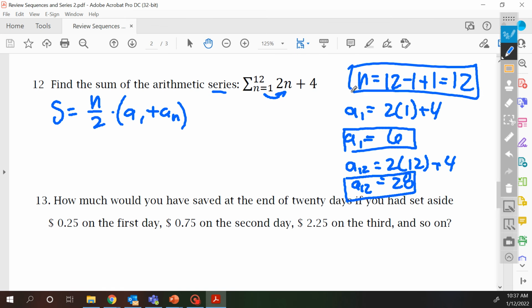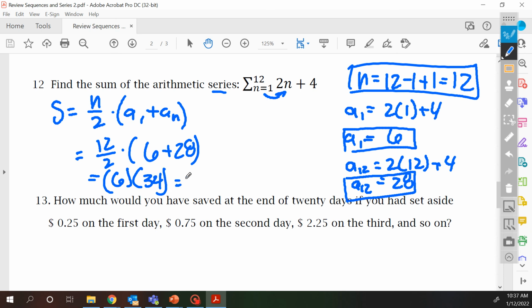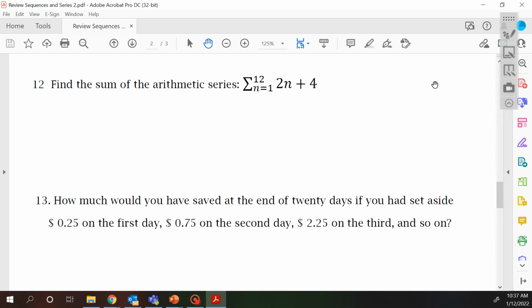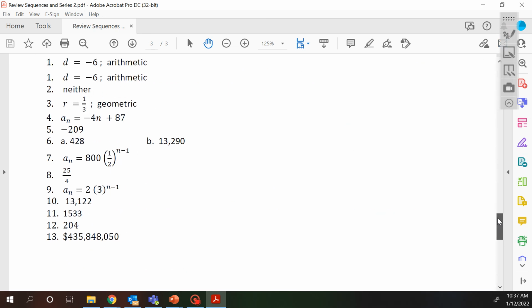We have everything we need. So it's equal to half the number of terms, 12 over 2, and then the first term plus the last term. Okay, so that's 6, and then 34. 6 times 34, 204 is our series. The sum of our terms is 204, number 12. Let's take a look. Yeah, 204.